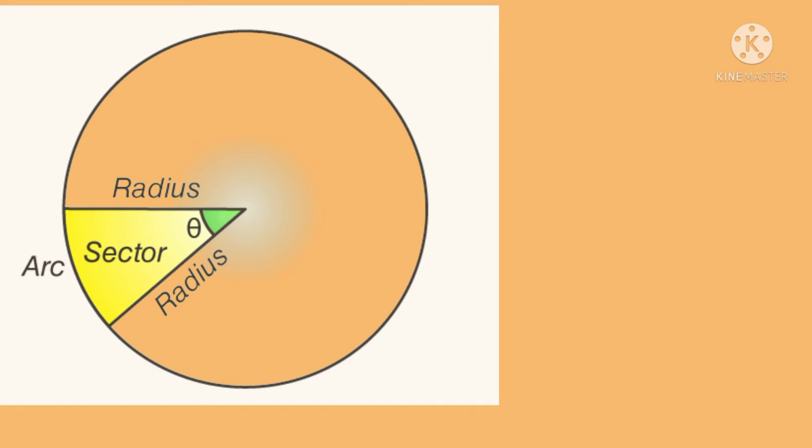So student, for finding the area of the remaining part of the circle, you have to subtract this area of sector from the area of circle. So you will get the area of the major sector.